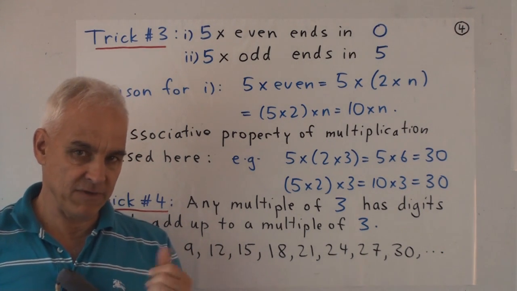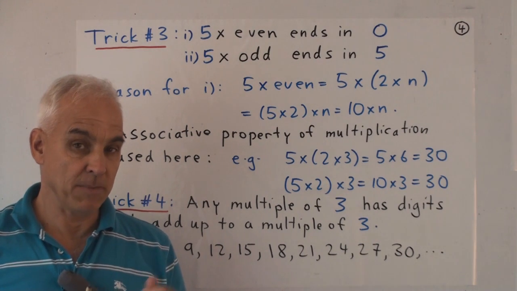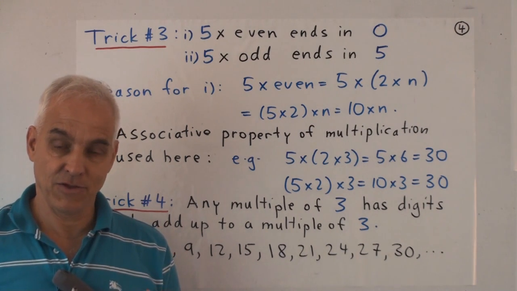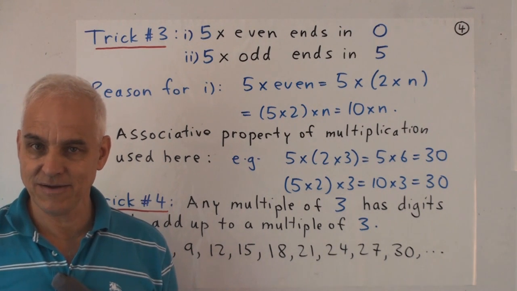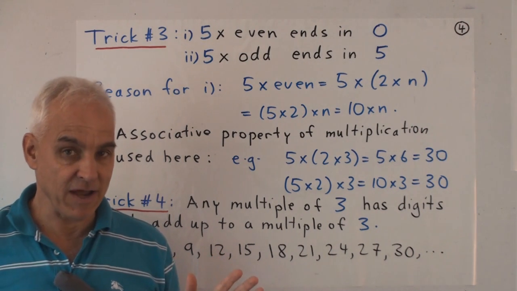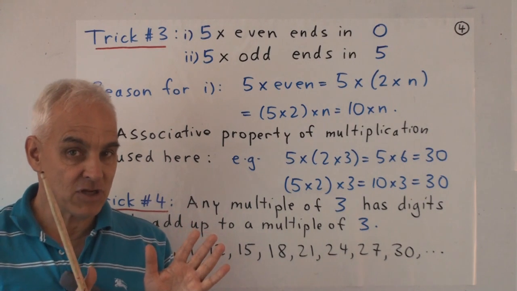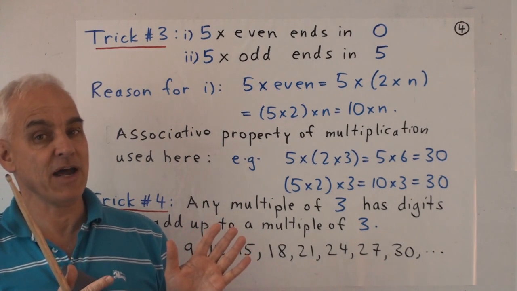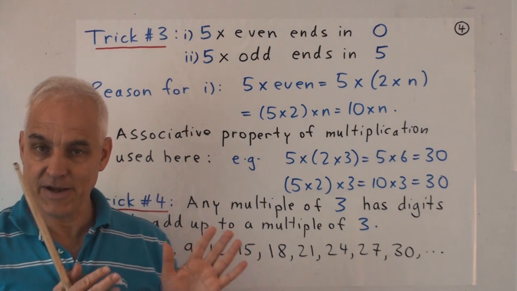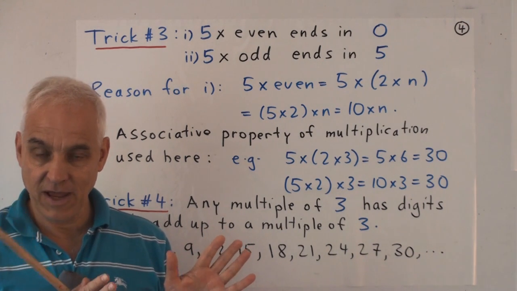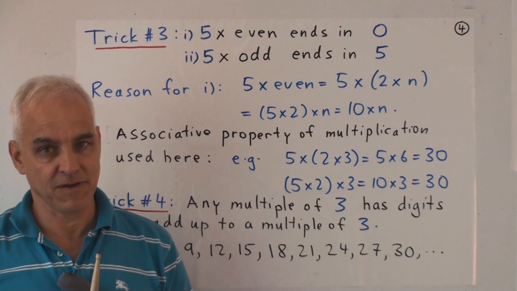So 1 times 5 is 5. 2 times 5 is 10. 3 times 5 is 15. 4 times 5 is 20. 5 times 5 is 25. 6 times 5 is 30. 7 times 5 is 35. 8 times 5 is 40. 9 times 5 is 45. And 10 times 5 is 50.